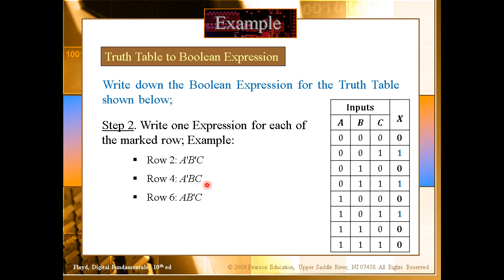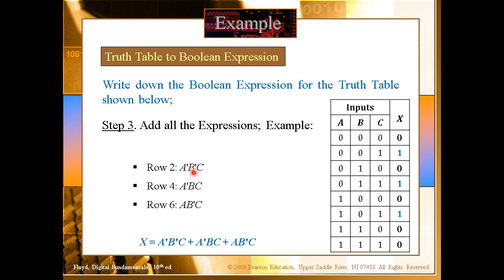We write the expression as a product, multiplied with each other, using the complement if it is 0, and the variable if it is 1. So I wrote one expression for each row that I marked. Other rows, I don't care. I wrote an expression for row 2, row 4, and row 6. Any question? Okay, that was my step 2.